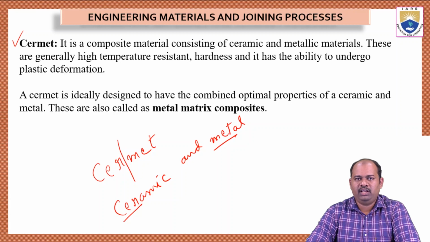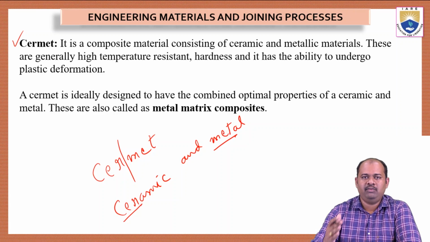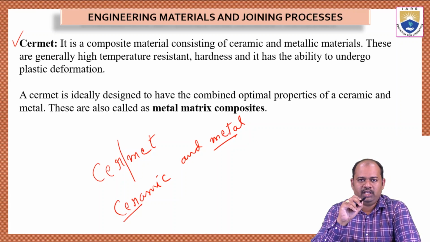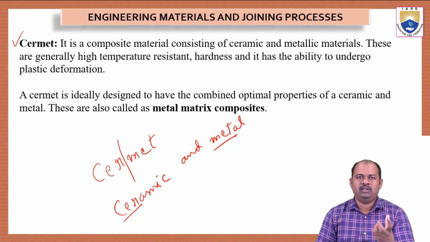When a load is applied on an object which is made up of this cermet, it can carry the load, or it will show a deformation when it is subjected to loading. Also, a cermet is ideally designed to have combined optimal properties of ceramic and metal. So we have to take only the good things from both ceramic and metal and combine them to form a new composite material, that is cermet.